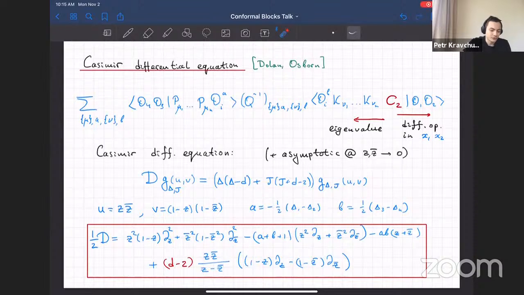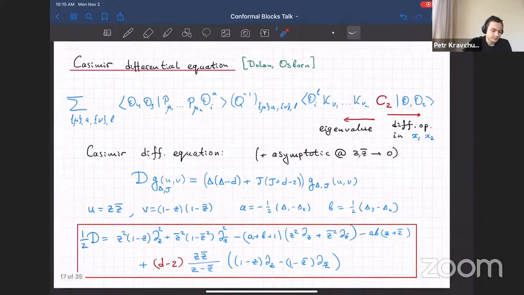And using this asymptotic and this equation, we can then try to compute conformal blocks. Given this asymptotic, this equation has a unique solution, so we can use it to compute conformal blocks.